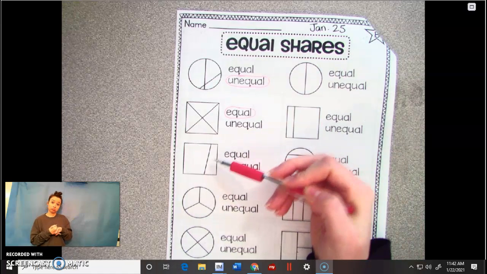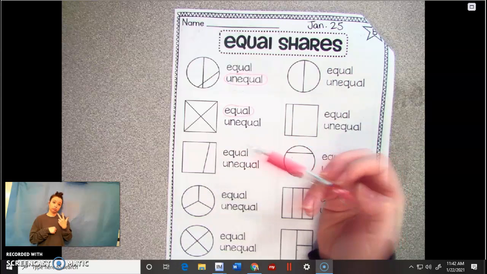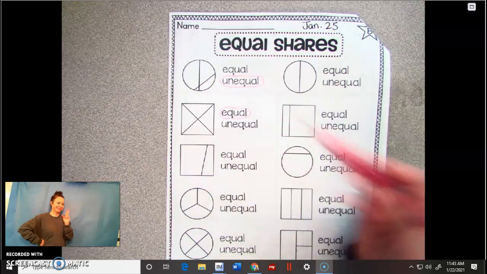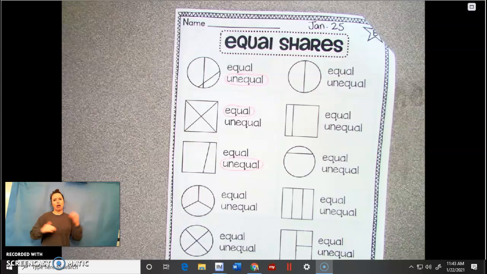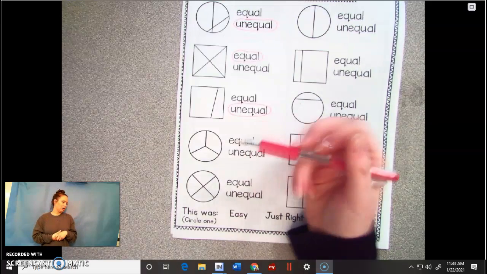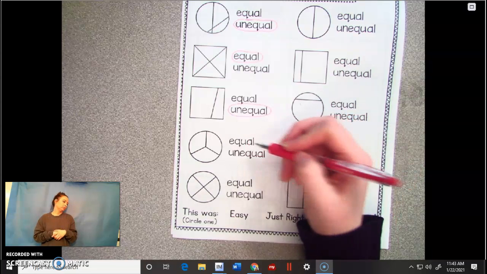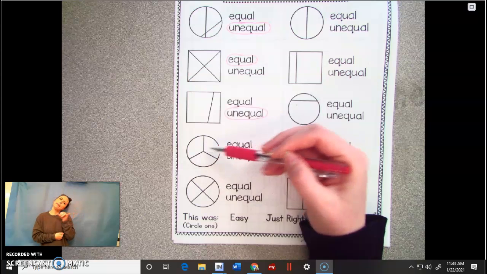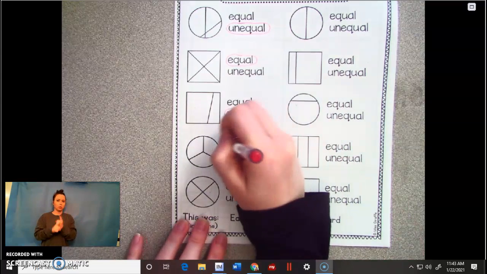All right. Look at this square. They have a line. They've cut it. But is this piece the same size as this piece? No, not at all. So he is unequal. All right, we'll do these last two together, then you'll finish the page. All right? Is this shape, he's got 3 pieces. Are they all the same size and shape? They are, so it is equal.